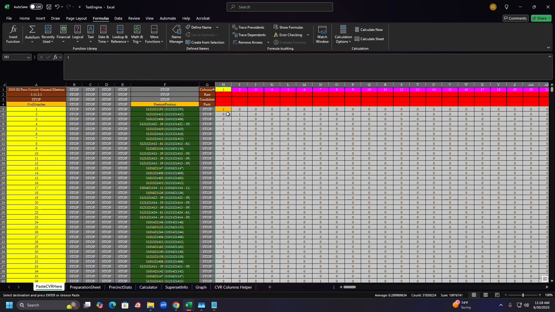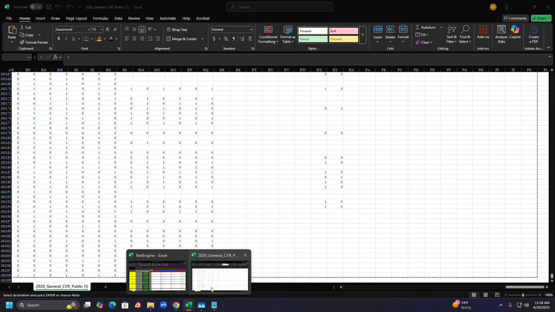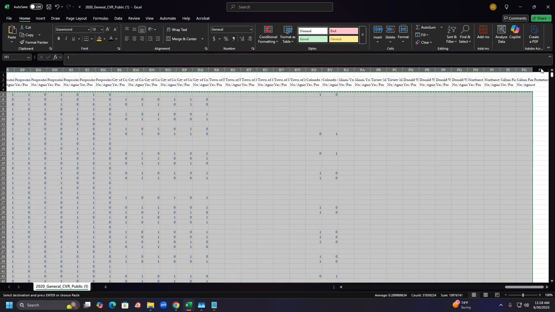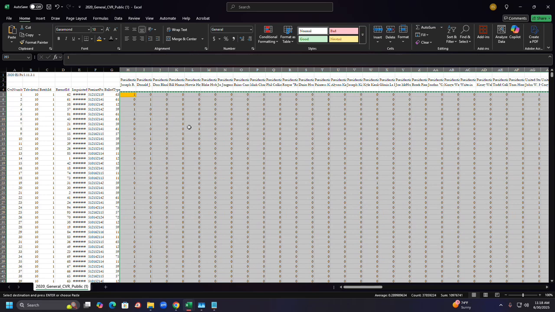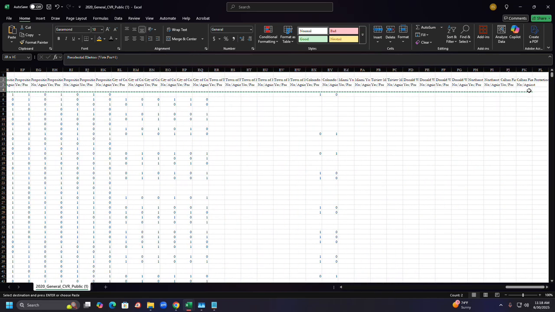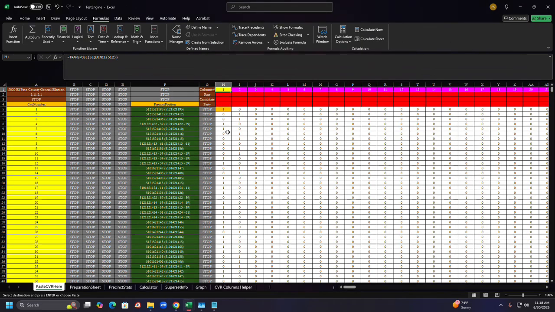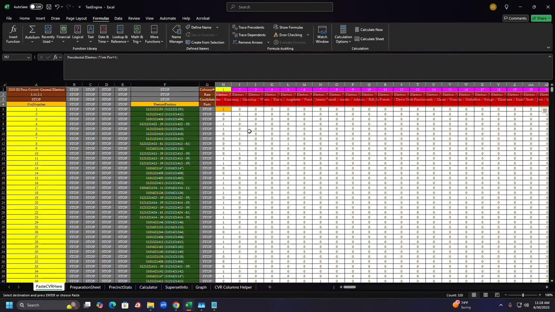The last thing we need is the column headers. You can technically not have these, but then you won't know what anything is. So you take rows 2, 3, and 4 in a Colorado CVR. Copy, and just put it right here. We can now hit calculate.